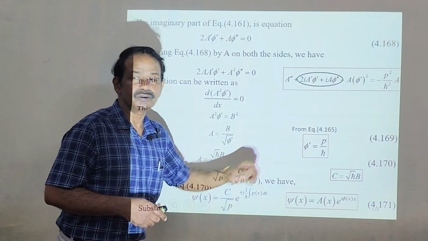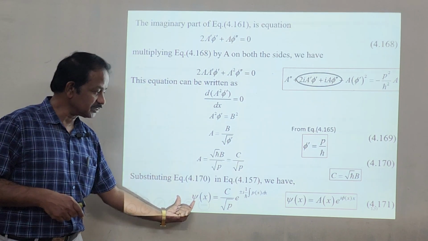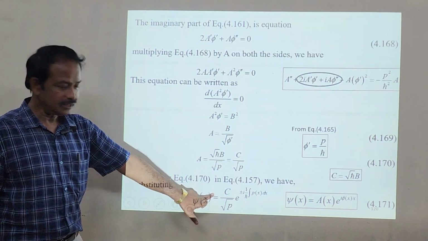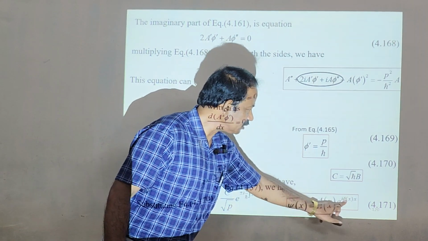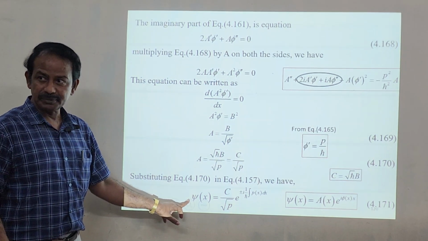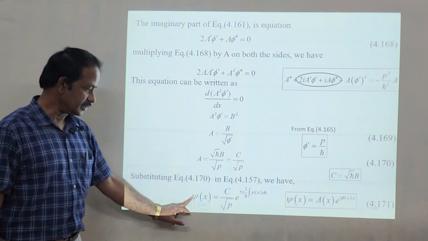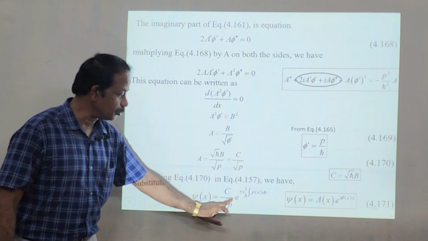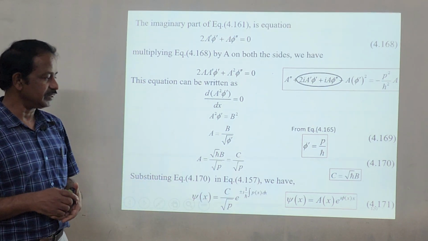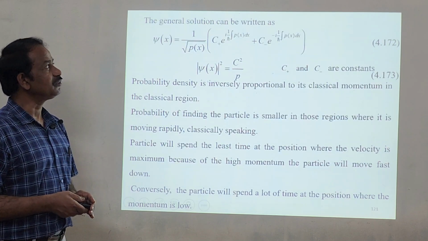We have already found out phi of x. So the complete wave function will be a and phi of x. We have found out a of x and phi of x. The complete approximate wave function using the WKB method is psi of x equals c divided by root p, e power plus or minus i by h cross integration p of x dx. So this is your complete wave function using the WKB method.